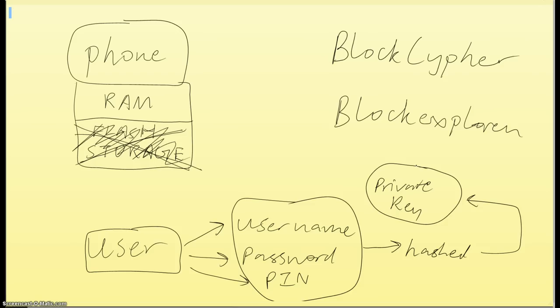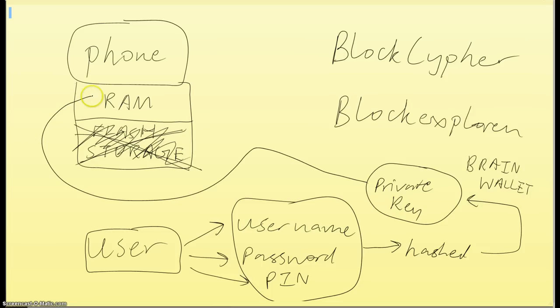And this is often known as a brain wallet. Because really what's happening is the key is being made by your brain, by what you know. So it is very important, and this is stated on the login page, that you choose something that somebody else cannot guess. Now what happens is this private key goes into RAM here.